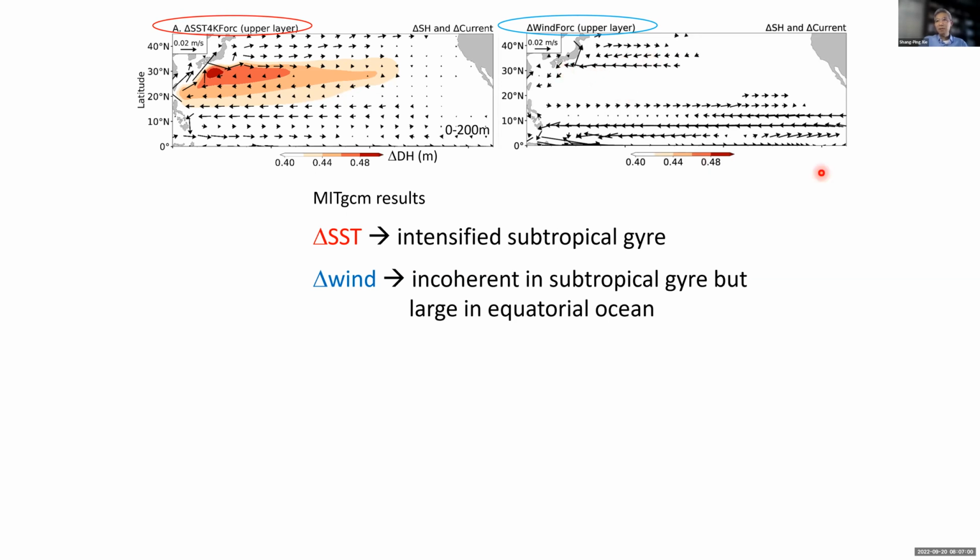So in the equatorial Pacific, the equatorial oceans are highly sensitive to wind changes. Therefore, the equatorial ocean is the exception to what I'm about to present. In other words, the wind changes are important in the equatorial ocean. So at least for the subtropical gyre, the surface warming seems to be a dominant forcing. So we are going to consider that scenario further.